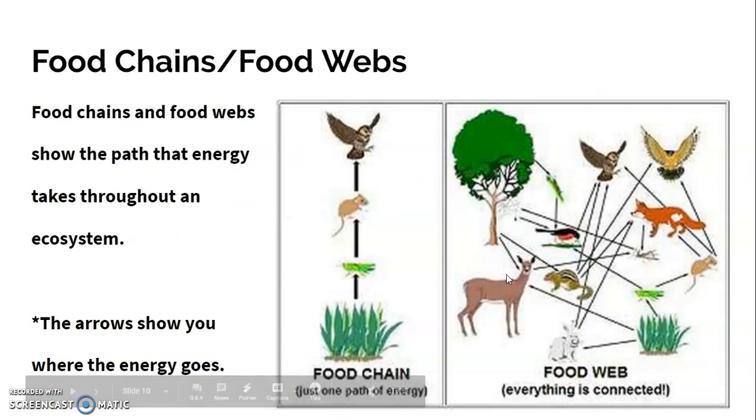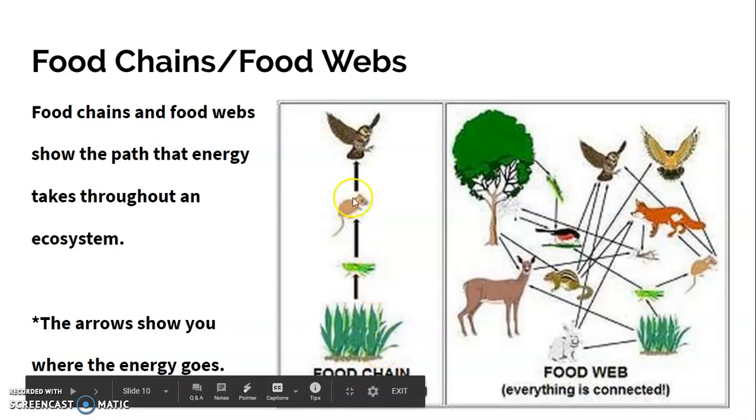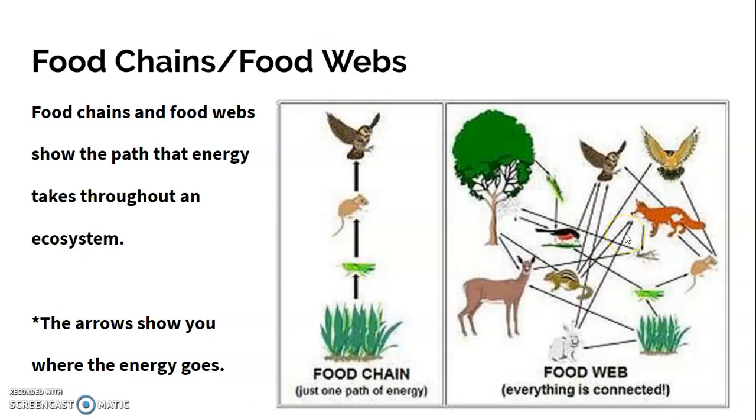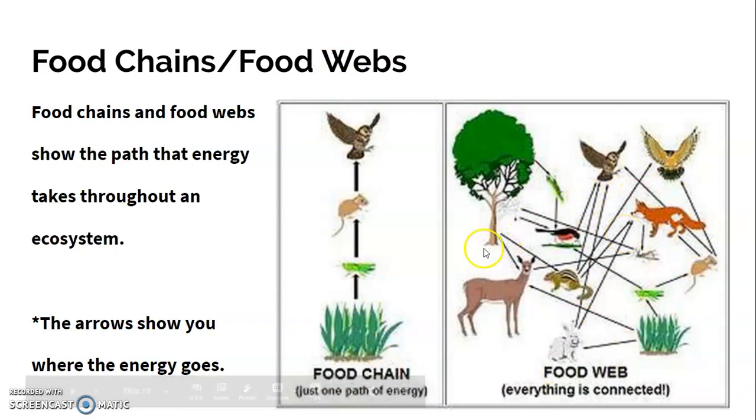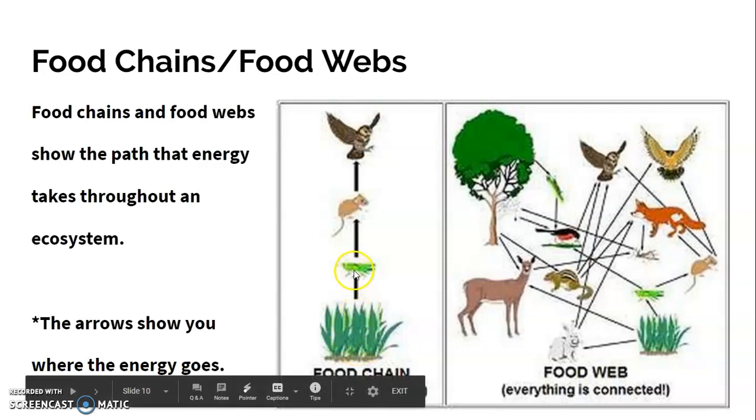We also talked about food chains and food webs. Food chains and food webs show the path that the energy takes throughout an ecosystem. The arrows show you where the energy goes. So food chains are very simple. Usually they just go in a straight line, and food webs get a lot more complex, okay? Food webs are more realistic to our ecosystem. It's not that the only thing that eats grass are grasshoppers. We know that a lot of other things eat grass, for example, bunny rabbits, okay? So this is a little more realistic over here.